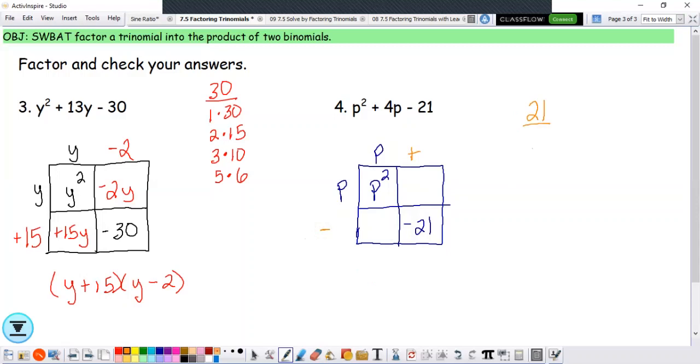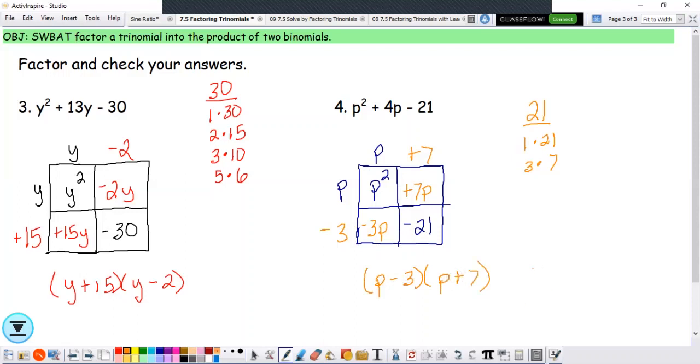If I look at my factor pairs for 21, that's 1 times 21 and 3 times 7. Hopefully you can see that 3 and 7 will get us 4, and we need a positive 4. So we want a positive 7 minus 3. So 7 times p is a positive 7p. Negative 3 times p is negative 3p. And we have negative 3p plus 7p does give us that positive 4p. Positive 7 times negative 3 does give us the negative 21. So our factors here are p minus 3 times p plus 7.